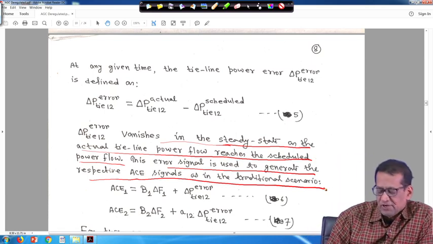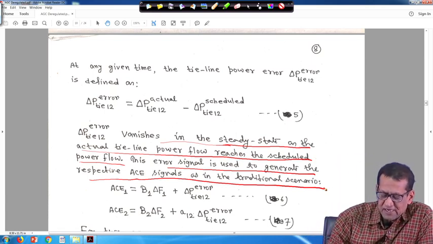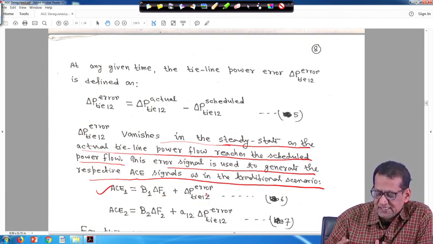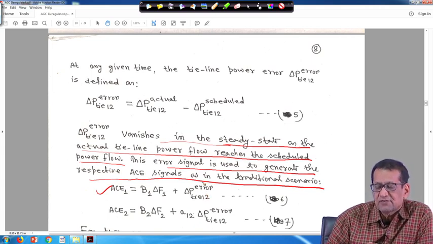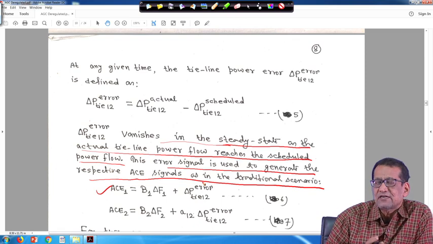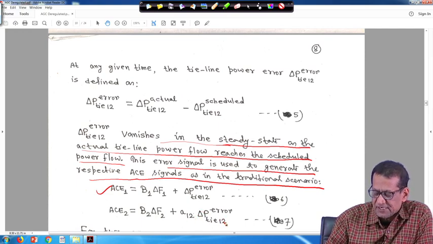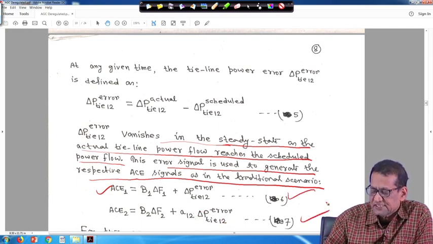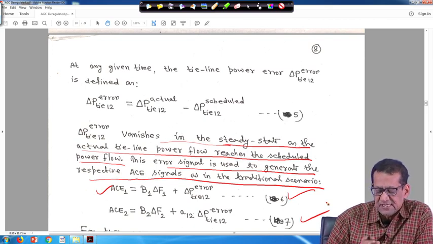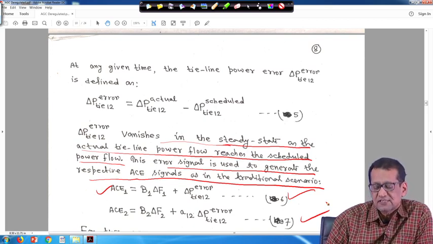There we also take ACE 1 equal to B1 delta F1 plus delta P tie 1-2, but here, in the deregulated environment, that error is nothing but the actual minus schedule, because you have the contract. That is why the schedule power flow will come. ACE 2 will be B2 delta F2 plus, as usual, a12 delta P tie 1-2 error. This is equation 6, this is equation 7, the area control error.